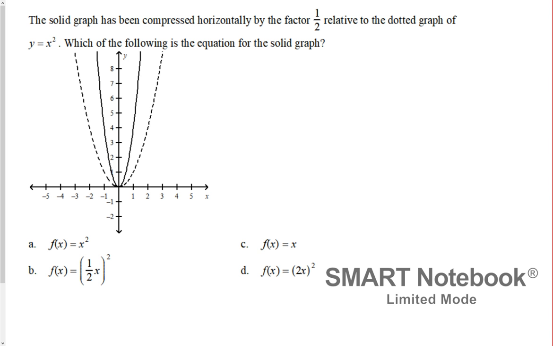So this is where language gets tricky, and what we've got to focus on is compressed, meaning it's squished inwards. And how do we squish it inwards? We put a 2 in there, and when we put a 2 in there, that multiplies our x values by 1/2.